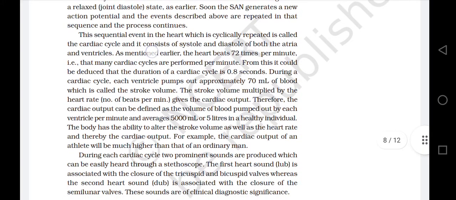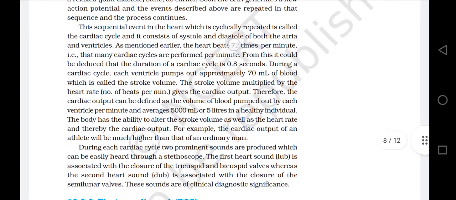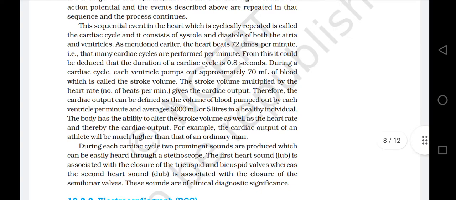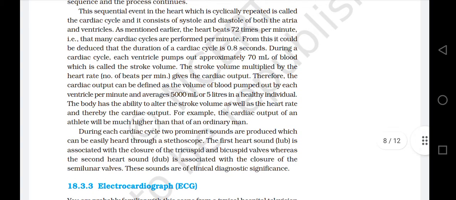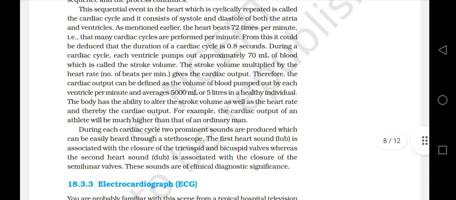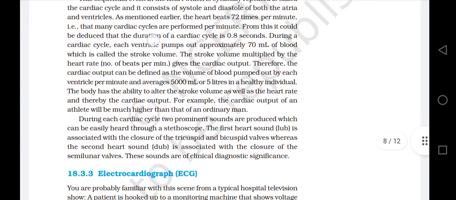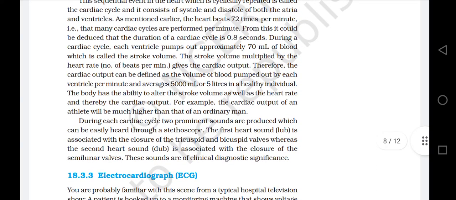As mentioned earlier, the heart beats 72 times per minute. That is, that many cardiac cycles are performed per minute. From this, it could be deduced that the duration of a cardiac cycle is 0.8 seconds.